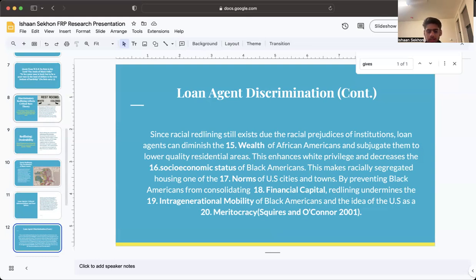This makes racially segregated housing one of the norms of U.S. cities and towns. By preventing Black Americans from consolidating financial capital, redlining undermines the intergenerational mobility of Black Americans and the idea of the U.S. as a meritocracy.